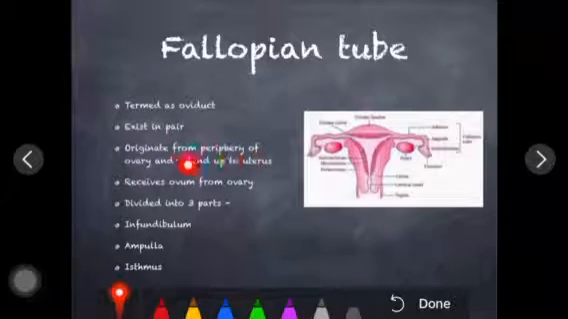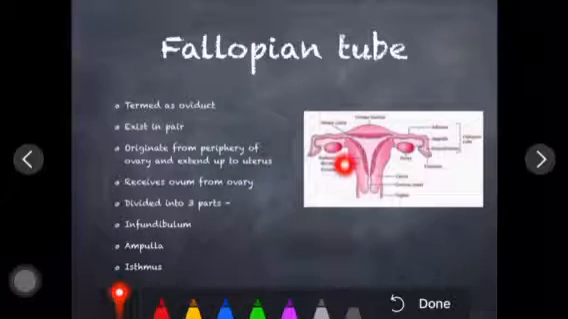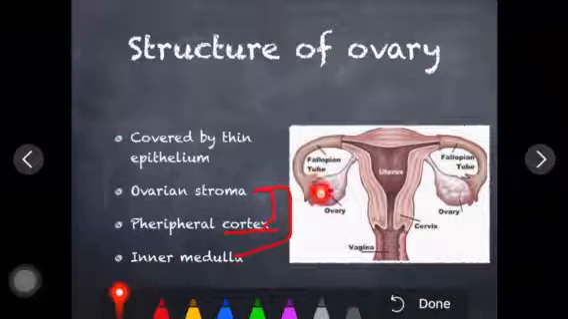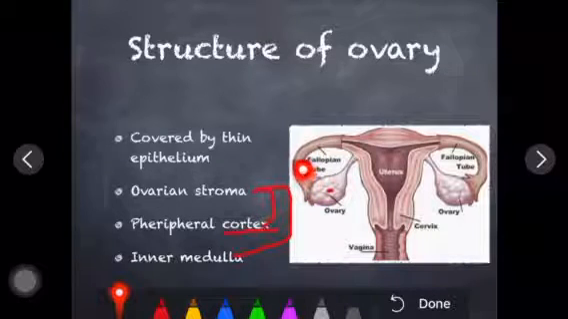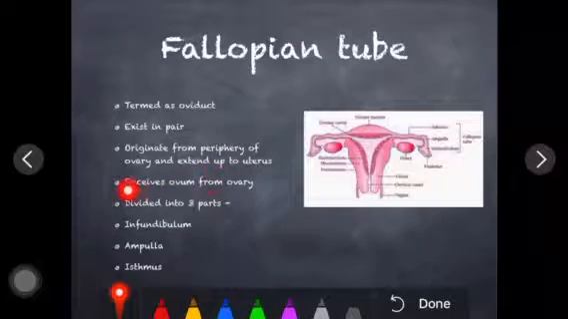It originates from the periphery of the ovary and extends up to the uterus. As you can see, like in the previous diagram, if you observe, here it is the ovary, right? So it starts from the peripheral part. As I told you, the peripheral part is the upper portion of the ovary, and the internal one is called the inner medulla. So we'll see it starts from the peripheral cortex part of the ovary and extends up to the uterus. Here I have mentioned up to the uterus.